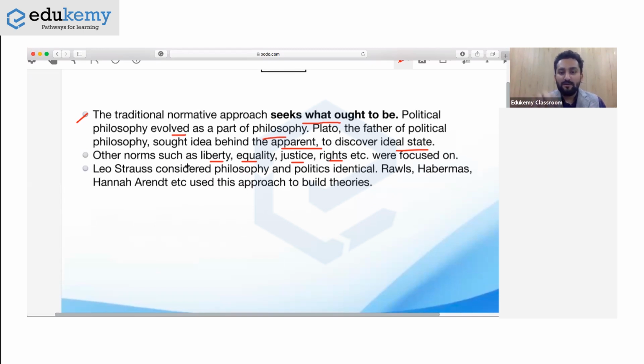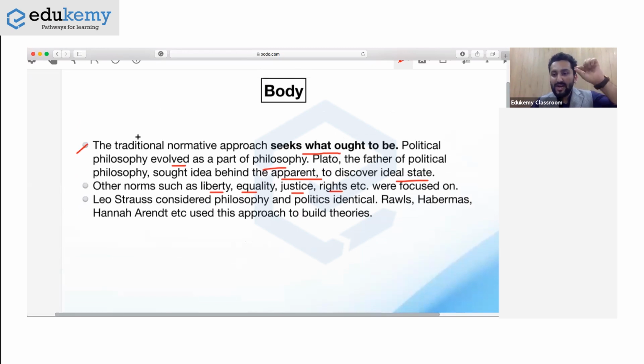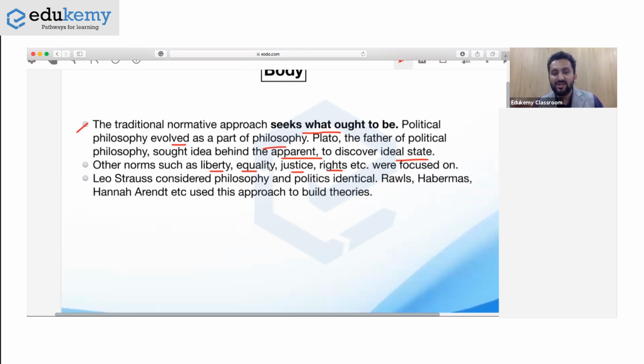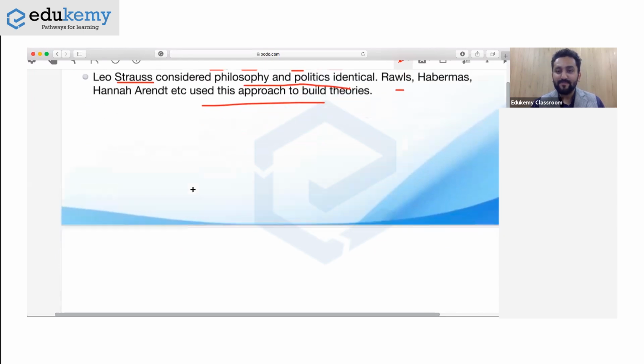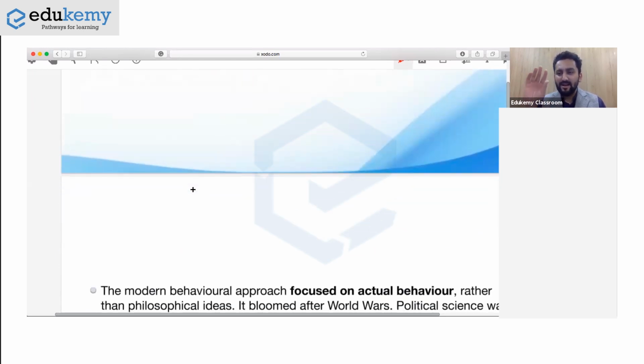Now, the structure in your mind is that you are going to expand on one keyword, then mention some examples: liberty, equality, justice. These are some political theories which originated from the normative approach. Then you are going to mention scholars like Leo Strauss, who considered philosophy and politics identical. Underline this, philosophy and politics identical. This is what the normative approach is. Then you mention Rawls, Habermas, Hannah Arendt, etc. They use this approach to build their theories. The whole purpose is that answer writing in PSIR optional gets simplified for you. You should have a simple structure in your mind.